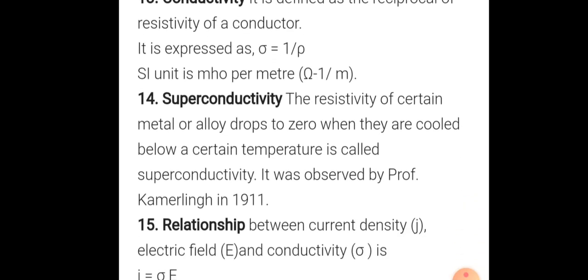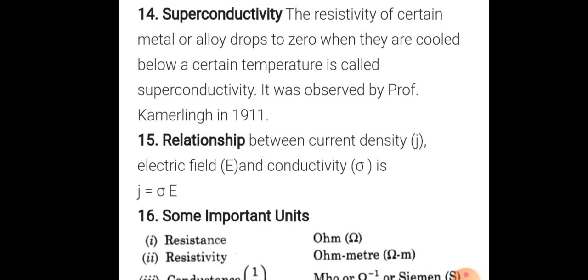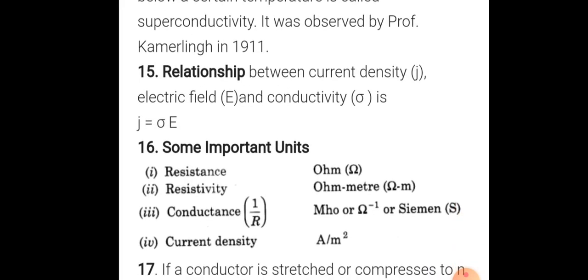Superconductivity. The resistivity of certain metals or alloys drops to zero when they are cooled below a certain temperature; this is called superconductivity. It was observed by Professor Kamerlingh Onnes in 1911. The relationship between the current density J, electric field E, and conductivity sigma is J equals sigma E. Some important units: resistance is ohm, resistivity is ohm meter, conductance 1 upon R is mho, and current density is ampere per meter square.